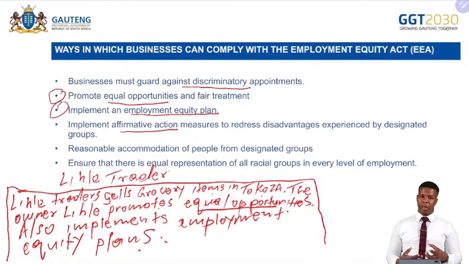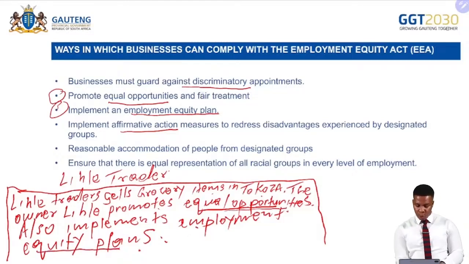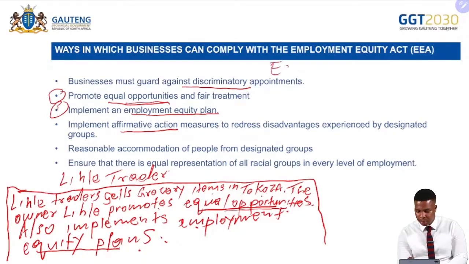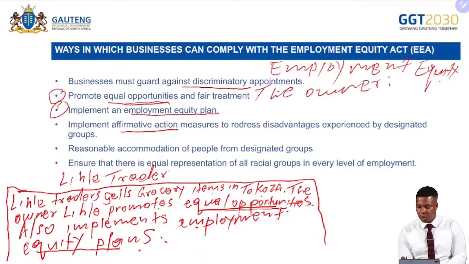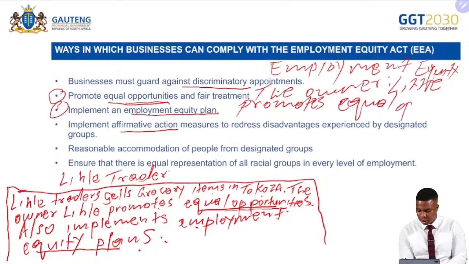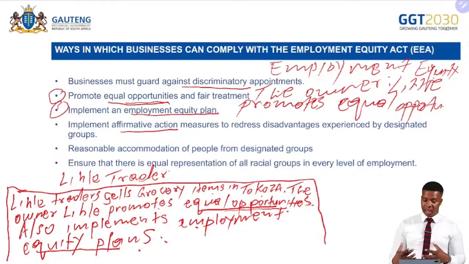But for you, when you are identifying during the exam, you should know that immediately we are talking about equal opportunities and maybe an employment equity plan. If you know your keywords for that particular act, you will be able to safely identify that the act applicable there is employment equity. And then you motivate using what is in the scenario. You have to say the owner, because you quote as it is. The owner Lihle promotes equal opportunities. So that shows that you understand that the act is employment equity and you are motivating.